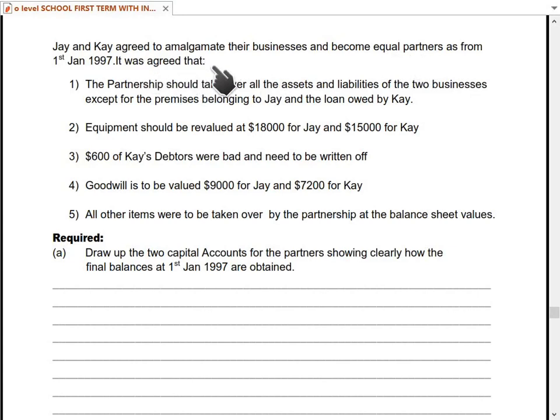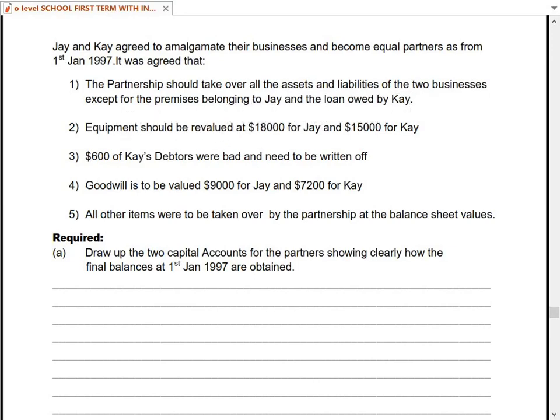It was agreed that there are some terms of the partnership given. First of all, we need to draw up the two capital accounts for the partners, showing clearly how the final balances are obtained. We need to make a capital account for the partnership. First, we need to see the terms on which they became partners. The partnership should take over all of the assets and liabilities of the two businesses except for the premises belonging to J and the loan owed by K.